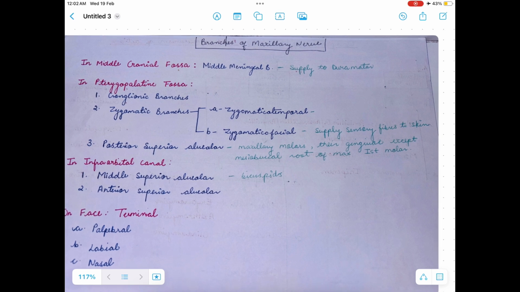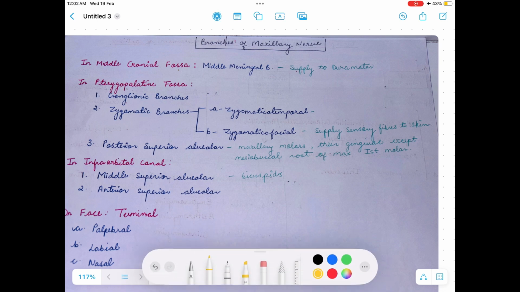So just focus here. I'll be telling you about the branches of the maxillary nerve. Basically, the maxillary nerve gives branches in four regions. First is the middle cranial fossa. Second is the pterygopalatine fossa. Third and fourth are the other two. In the middle cranial fossa, it gives one branch, the middle meningeal branch, and it supplies the dura mater.